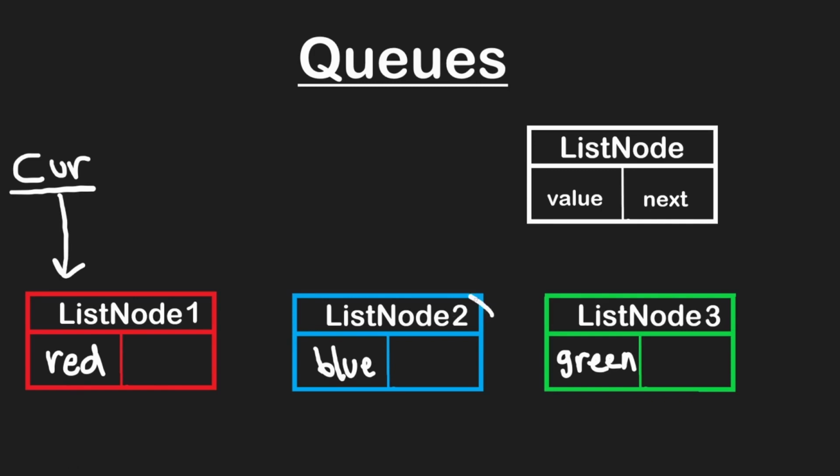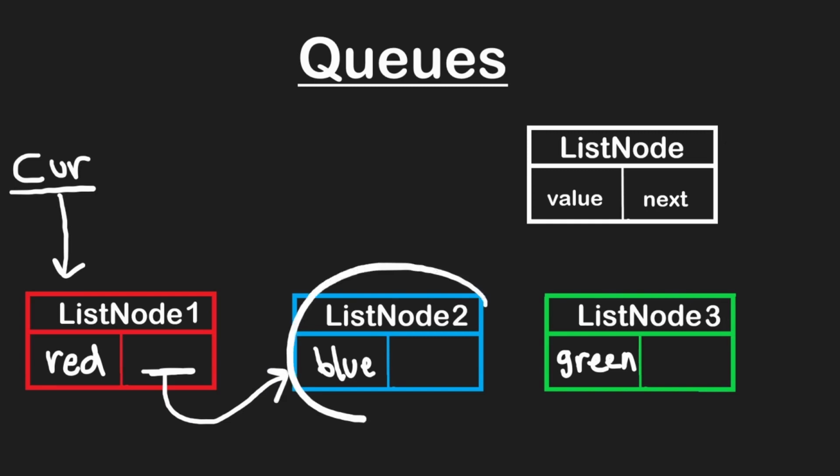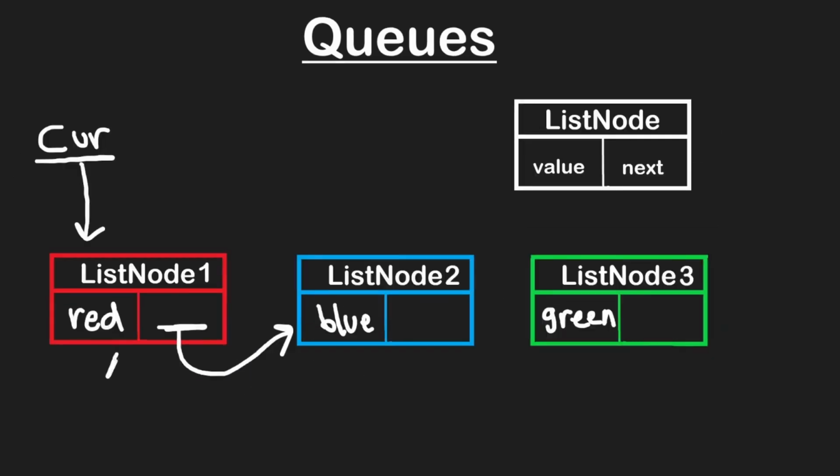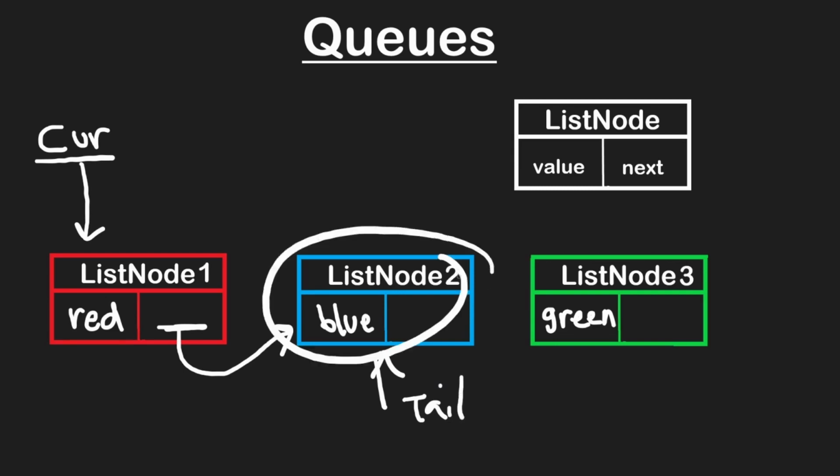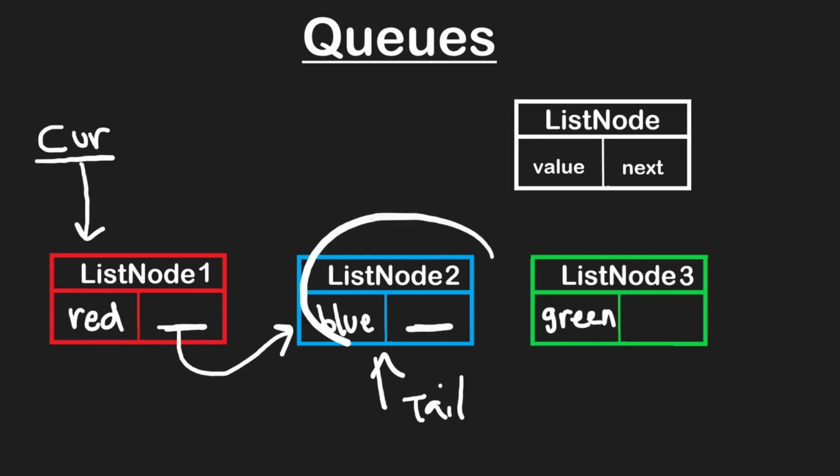But we want to add another value to our queue. So we add another, in this case, blue to our queue. It's as simple as taking the next pointer of this node and setting it to the new node that we're inserting. At this point, our head pointer will be pointing at the first element here, and our tail pointer will be pointing at this, which is our tail. That's how we know when we insert a new element like this one, we're going to take the next pointer of the tail node and then set it to the new node.